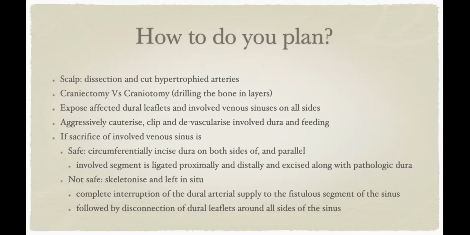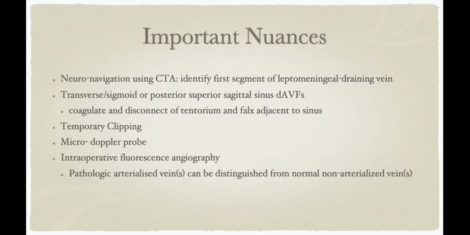Then we have to aggressively cauterize, clip and devascularize the dura, circumferentially as much as possible. And to tackle the venous sinuses, we first have to make an idea whether the sacrifice is safe or not. If it is safe, then we can circumferentially incise the dura on both sides and then cut and ligate it. But in the present literature, this is not being recommended. They say that you can just ligate and leave it rather than cutting it off. And if it is not safe to cut the venous sinuses, then we can just skeletonize it and leave it like that.